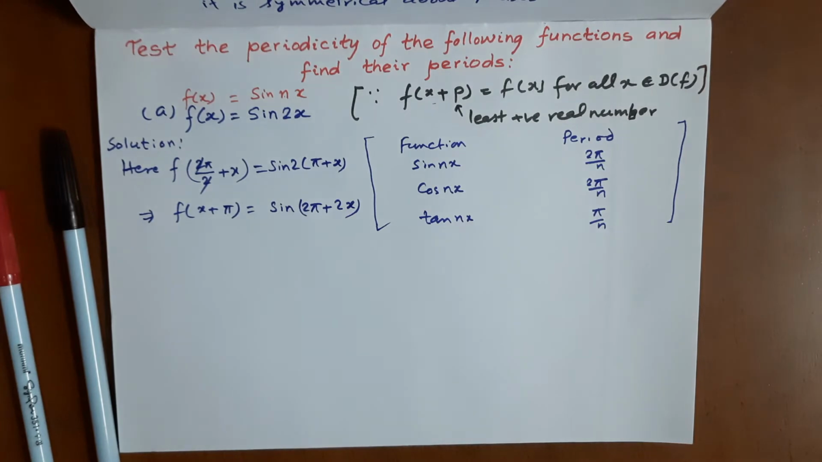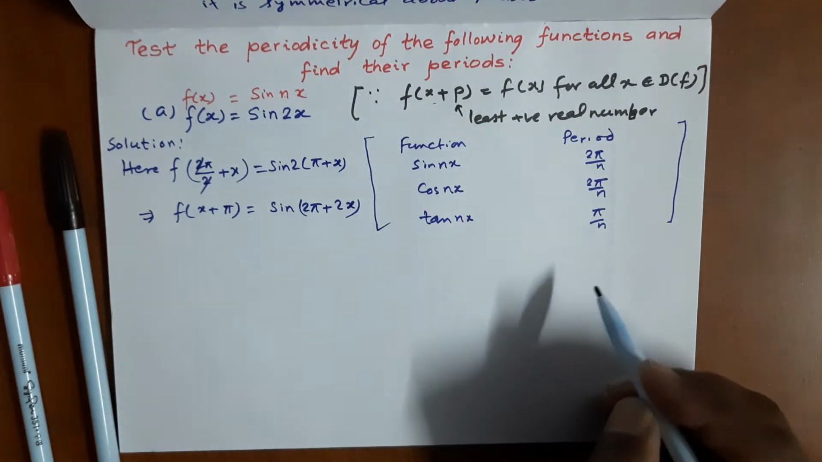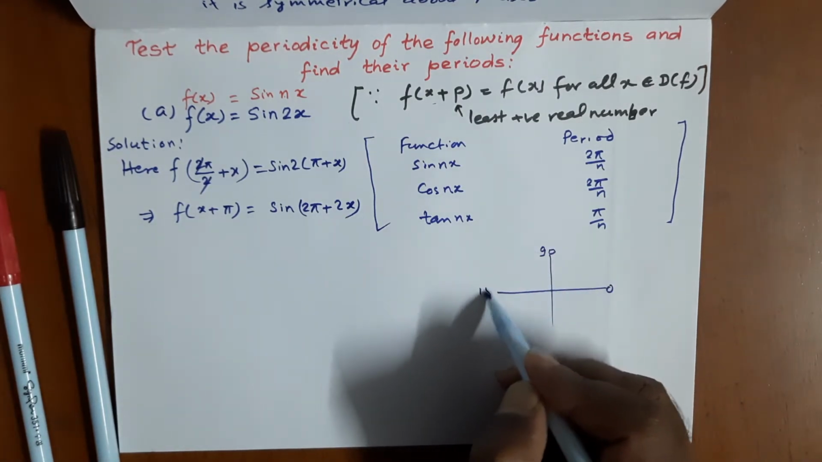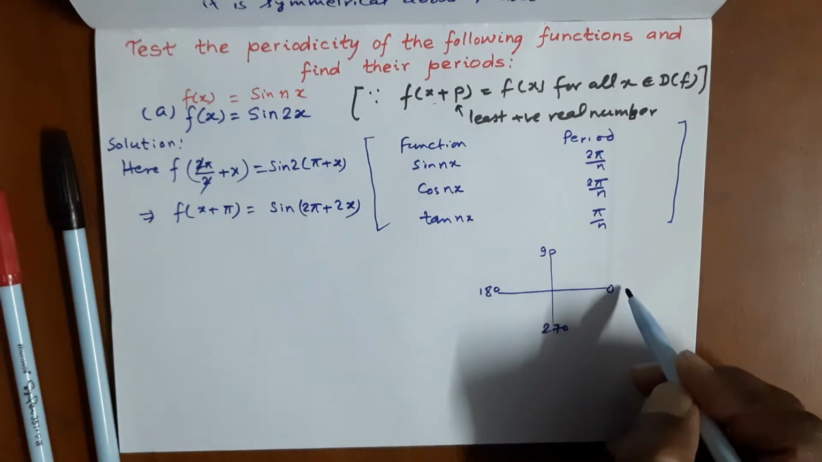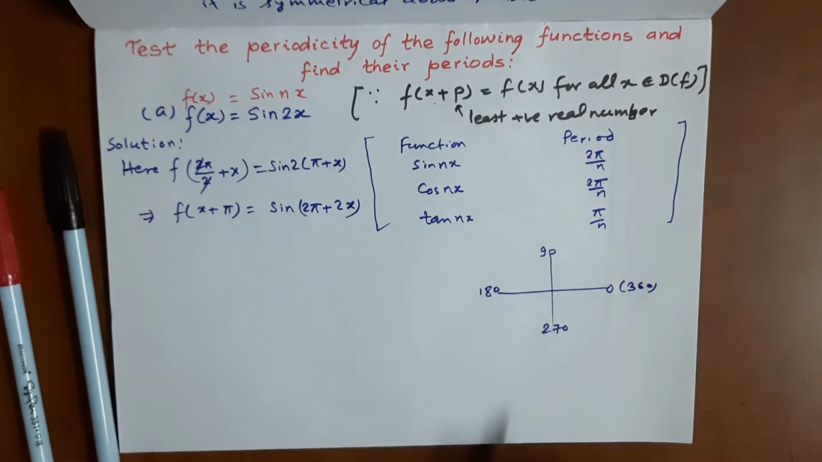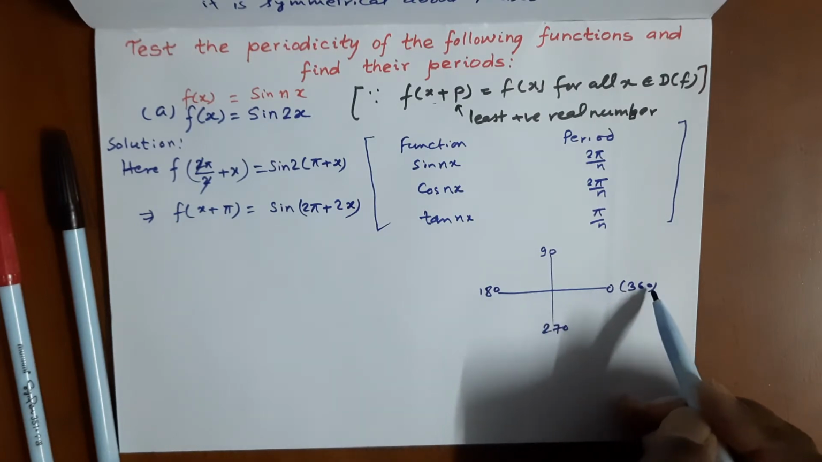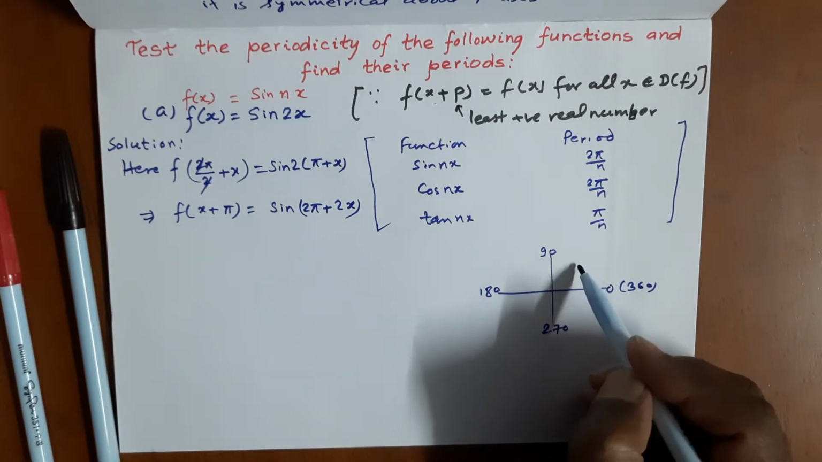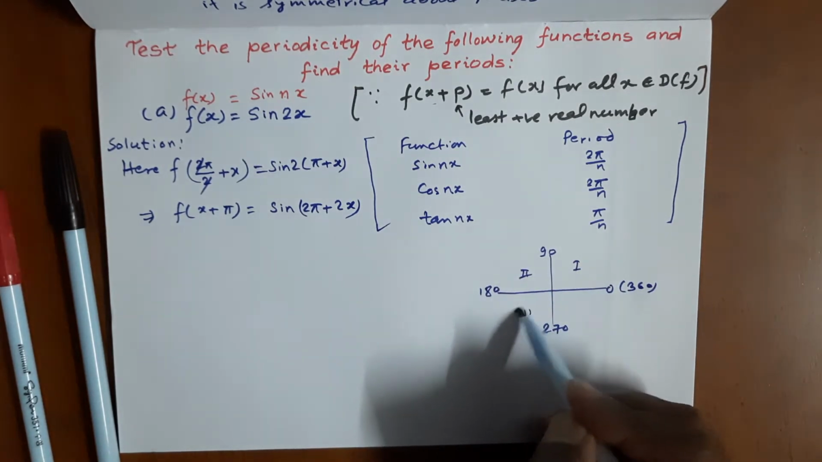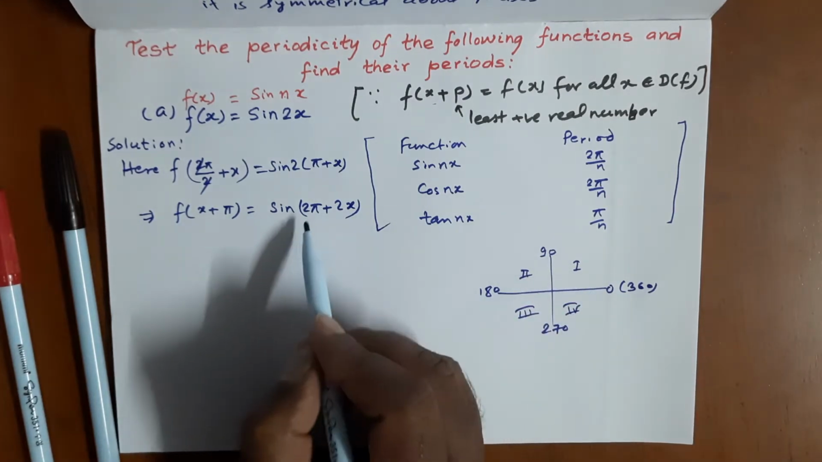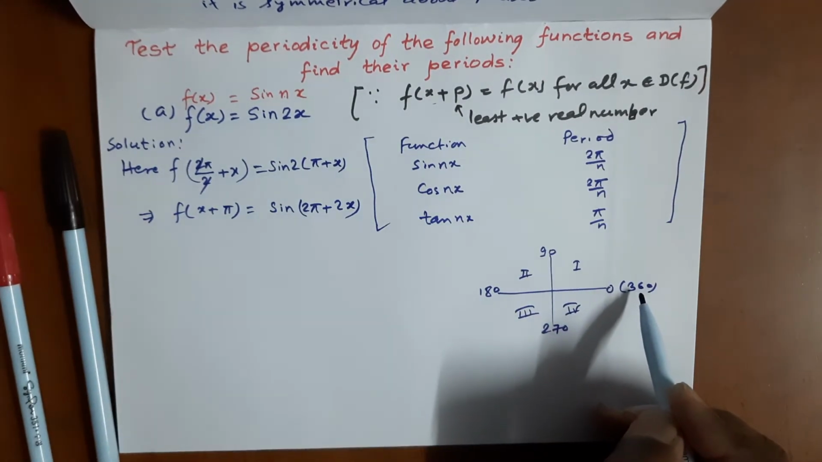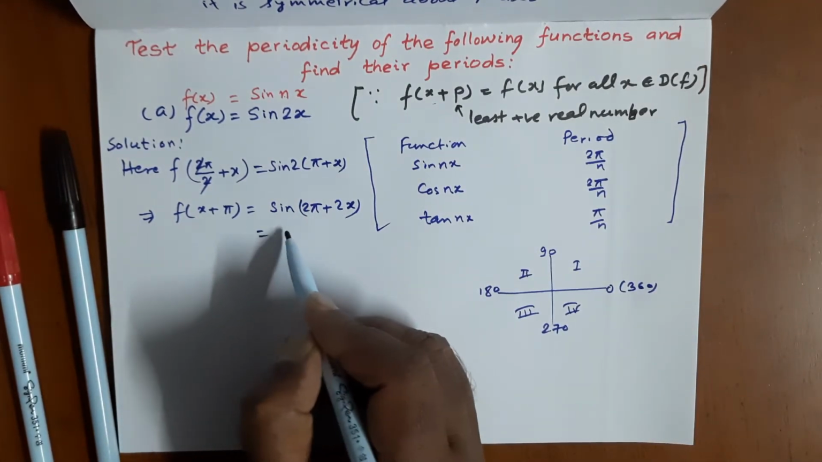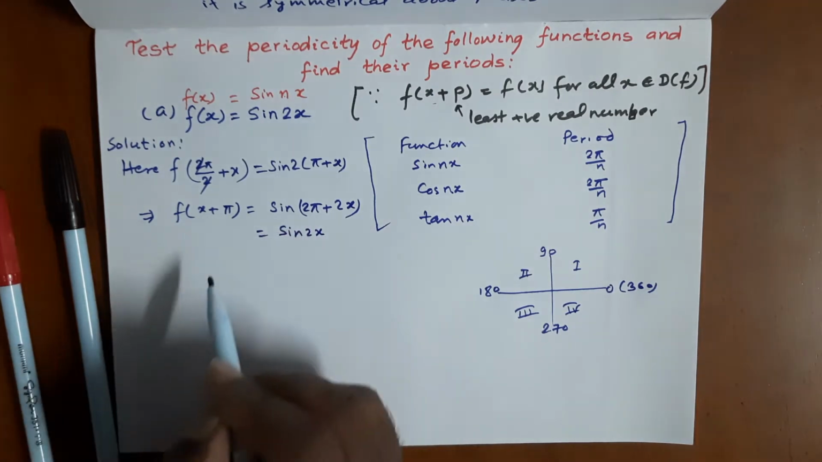Now 2 pi plus 2x, according to the quadrant rule: 0 to 90, 90 to 180, 180 to 270, 270 to 360. 2 pi radian means 360 degree, plus some angle lies in the first quadrant. In the first quadrant all is positive, and this 360 is an even multiple of 90, so the sign does not change. So sine(2 pi plus 2x) becomes sine 2x.